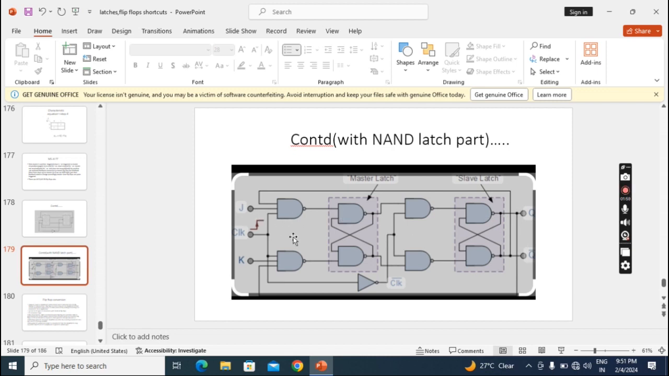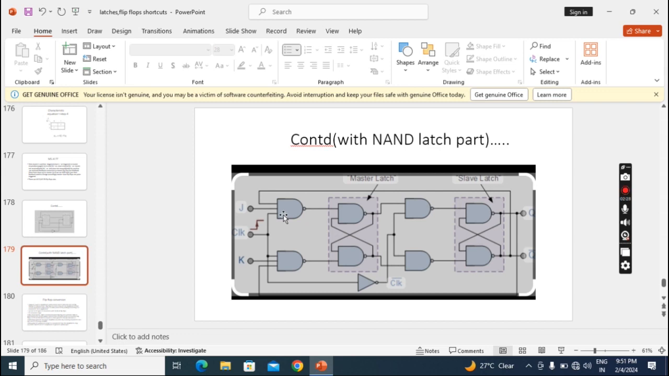So this master flip flop will work for positive. This is positive triggered and this is for negative triggered. It means for positive, the master flip flop will respond. It will send input to output. For positive trigger, the slave flip flop will hold. Okay, it won't respond.